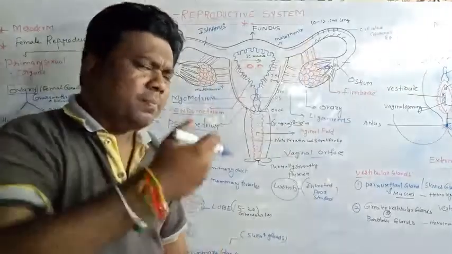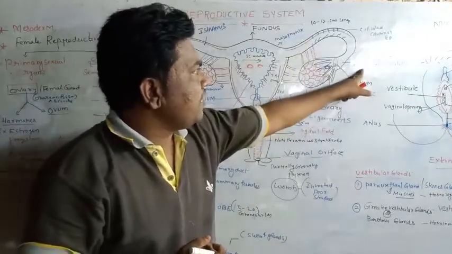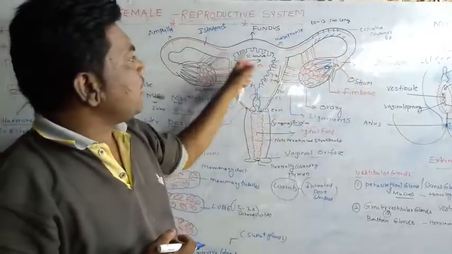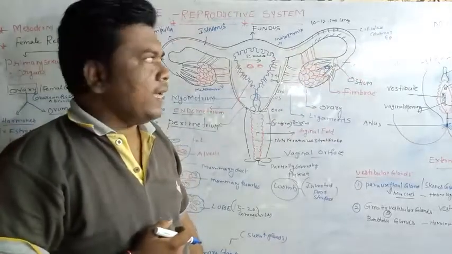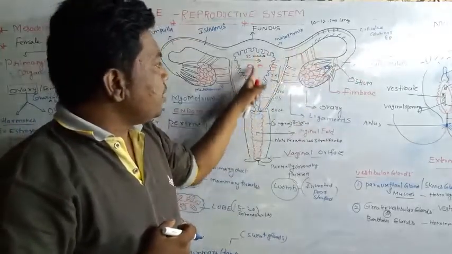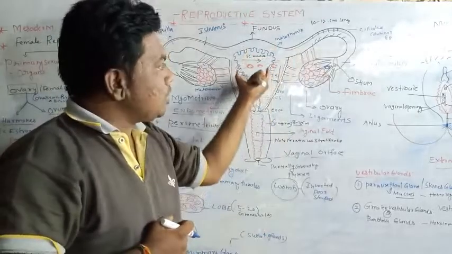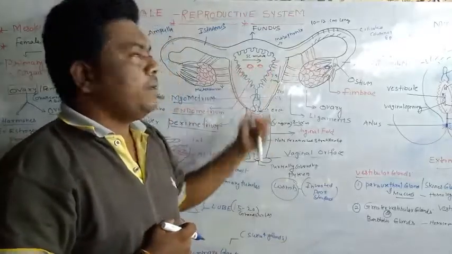Okay, we will read further, right? This is the fimbriae, the infundibulum, and after that the ampulla. This ampulla opens into another part, called the isthmus. The isthmus opens into a pear-shaped structure called the womb, also known as the hystera. It is an inverted pear-shaped structure.